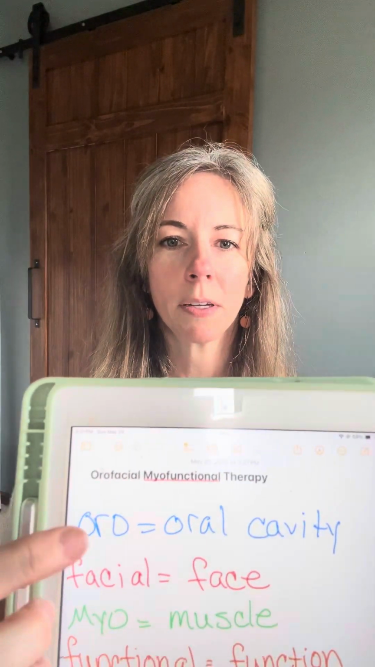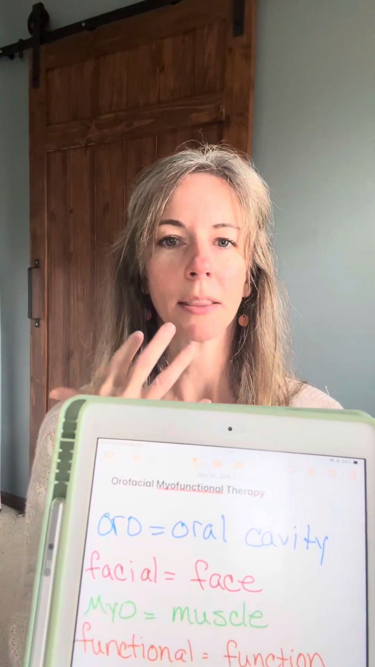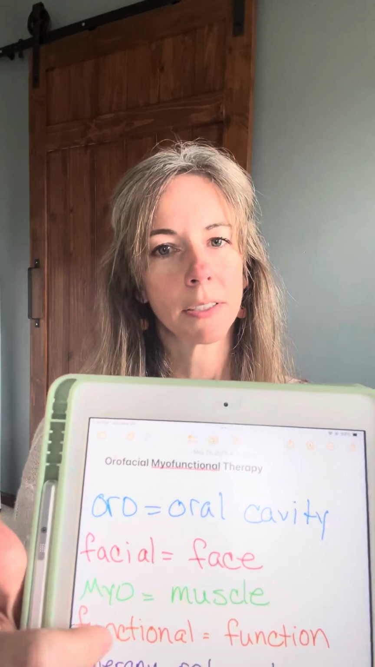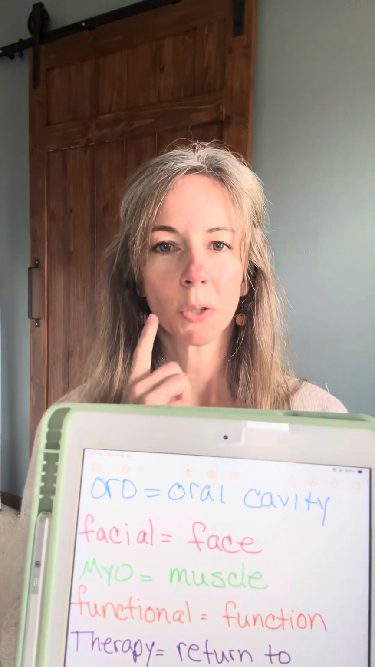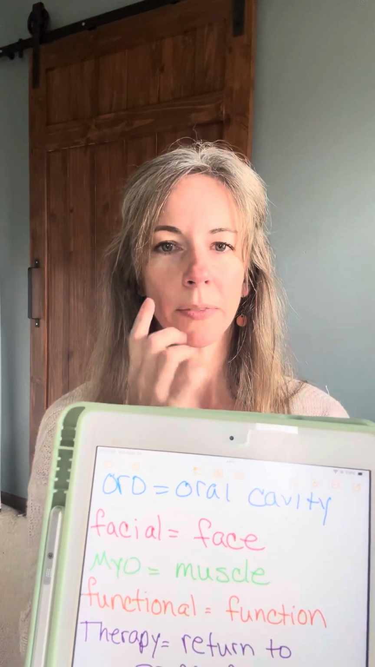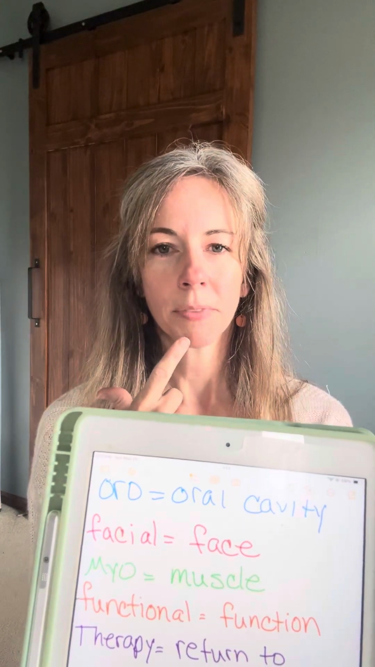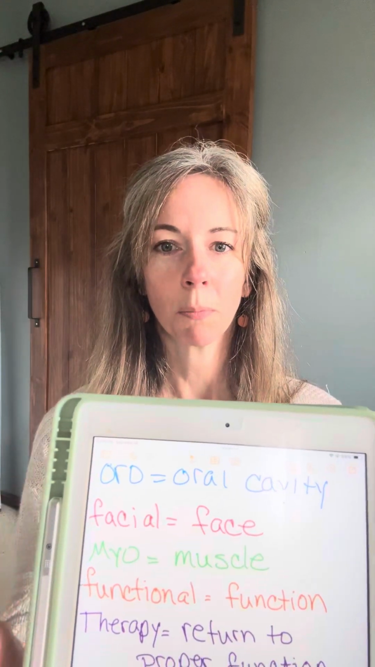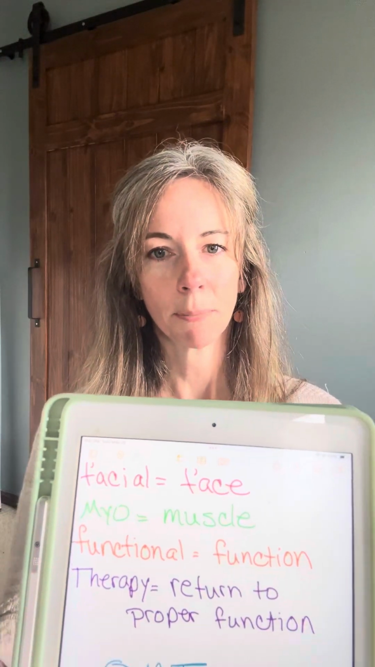So oro means the oral cavity, so it has to do with the mouth, the outside, the muscles, and the inside. Facial obviously has to do with face. You've got myo, and myo means muscle. So we've got all kinds of muscles on the outside and the inside, and the strongest muscle would be our tongue. It's the most functioning one when we're born. And then functional has to do with the function of something or how it works.